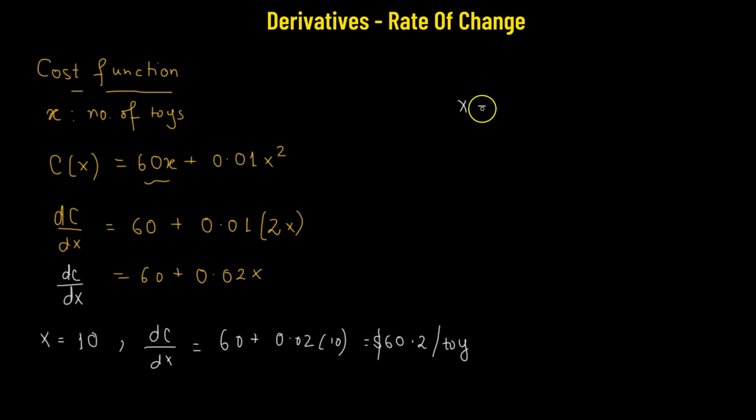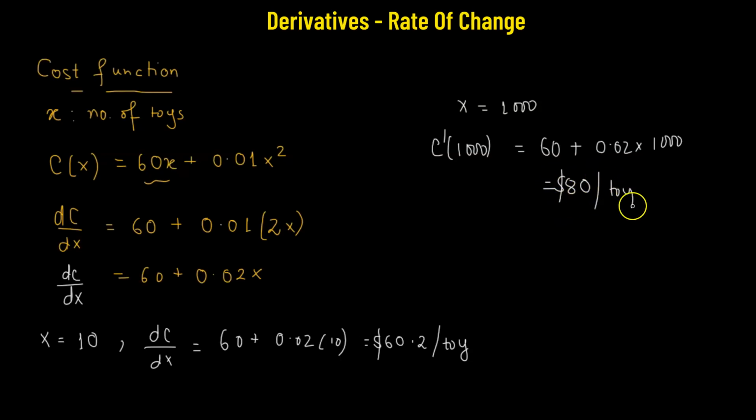Now if we consider that there are, let's say, 1000 toys, then C prime of 1000, which is the rate of change of the cost function with respect to toys, will be given by 60 plus 0.02 times 1000. So we have 80. So this is $80 per toy. So when we increase the number of toys from 10 to 1000, which is almost 100 times more, we see an increase in the cost of each toy, from 60.2 to 80.